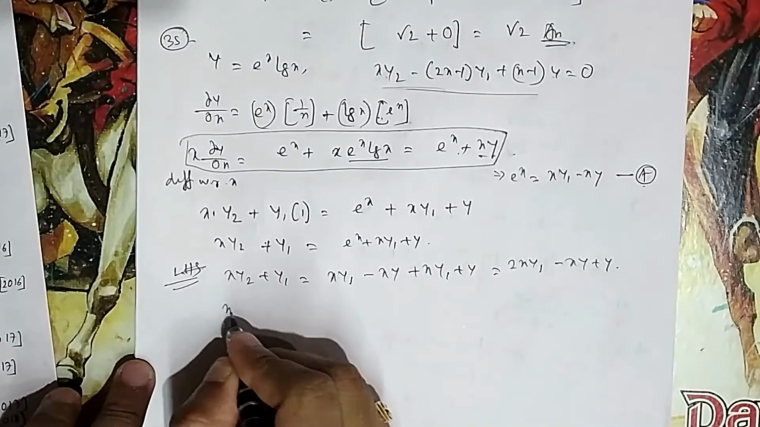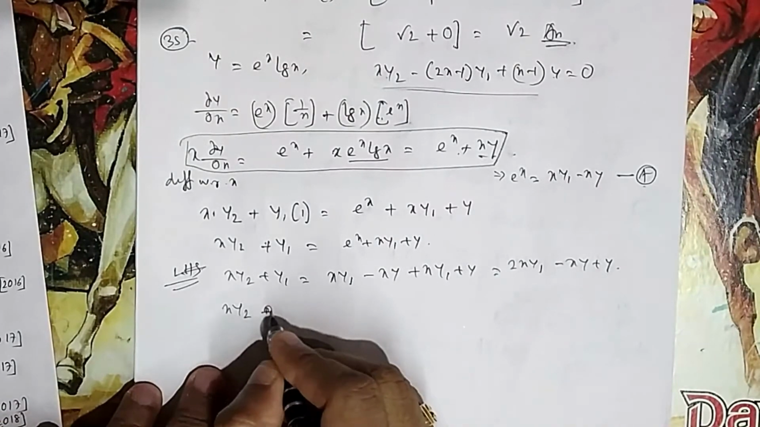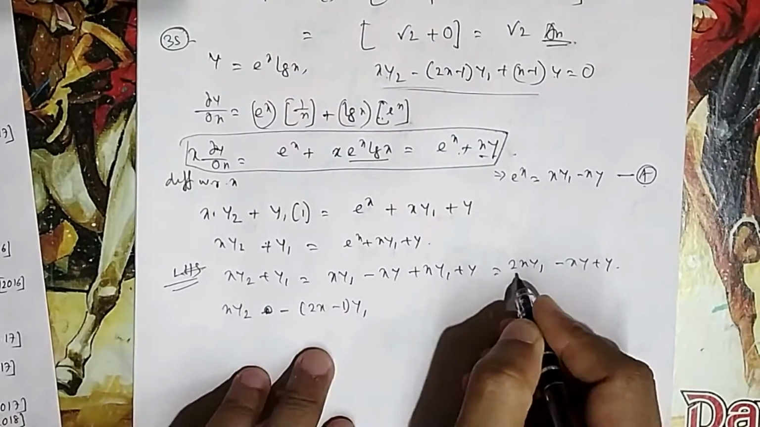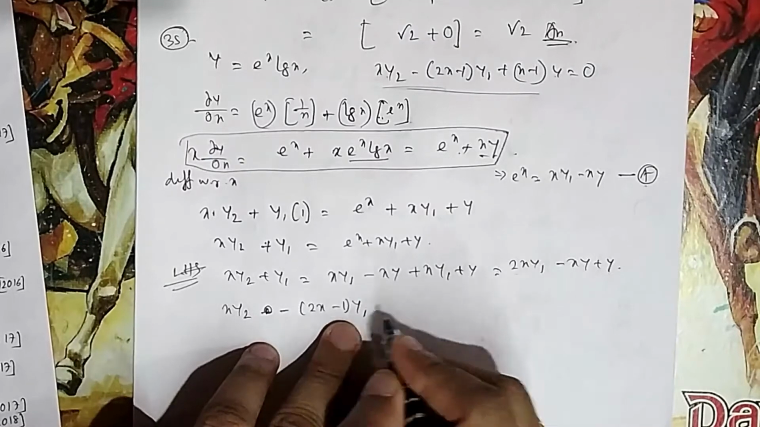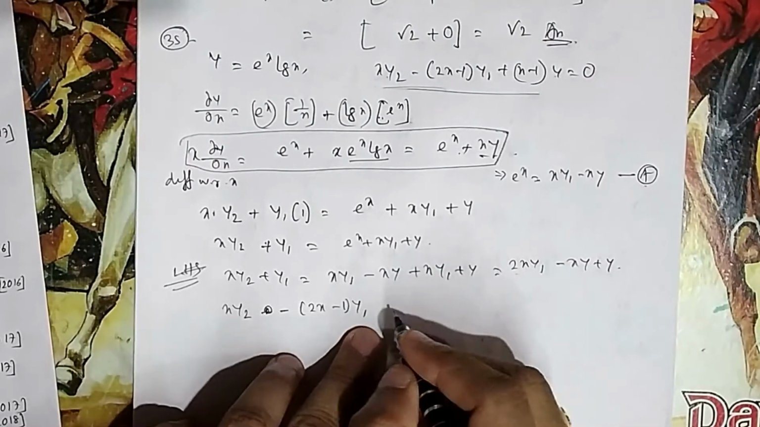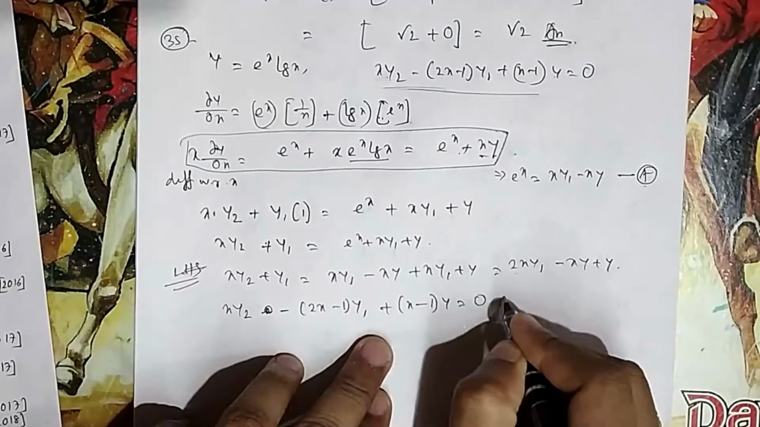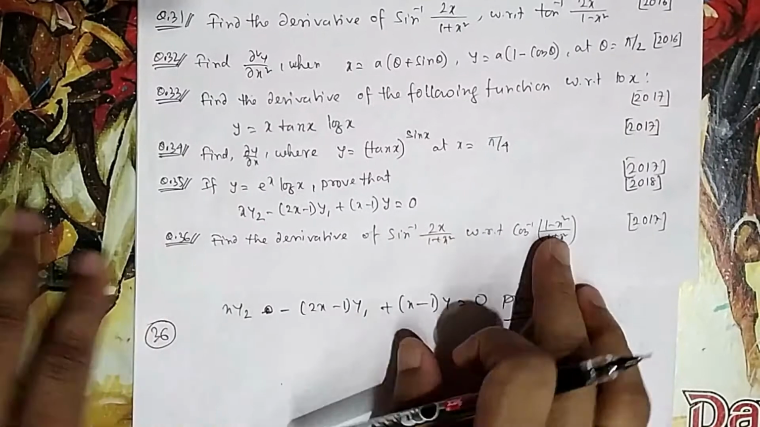So if you bring everything here now, xy2 plus, if you take y1 common, in fact if I take minus common, then it will be (2x minus 1) y1, because it will be minus 2x. Then if you open it, you can see it is plus y1, and if you bring this one to this side, then if you take y common, it will be (x minus 1) y is equal to 0, which is proved. Now if you come to question number 36, find the derivative of these with respect to z.